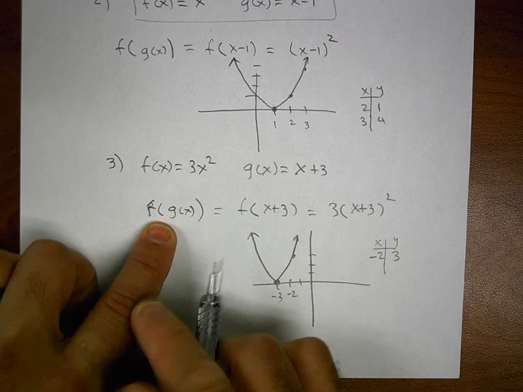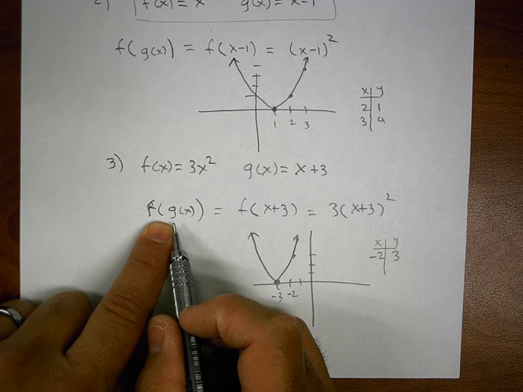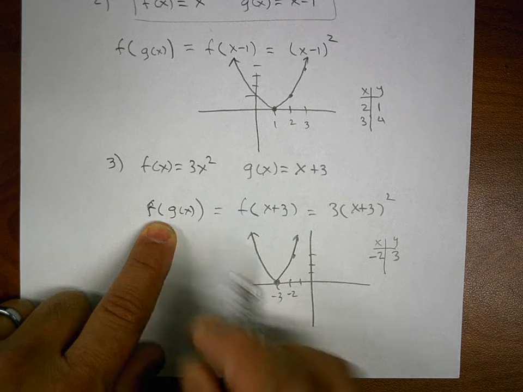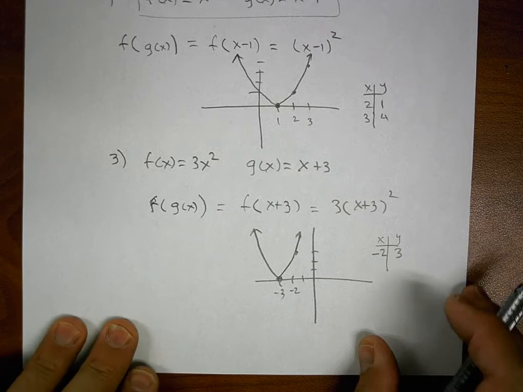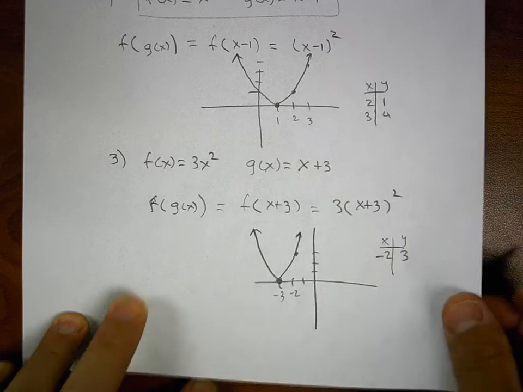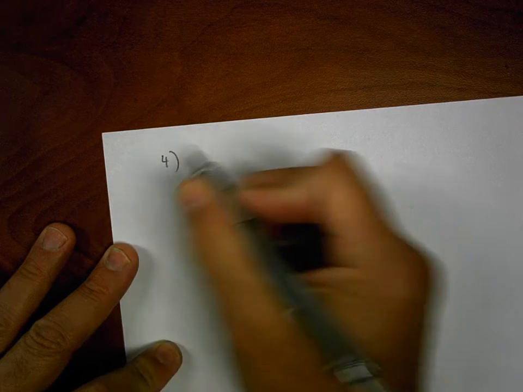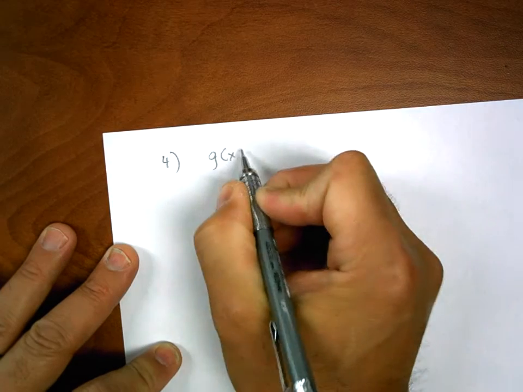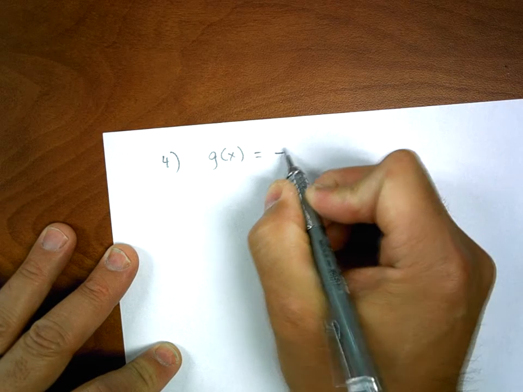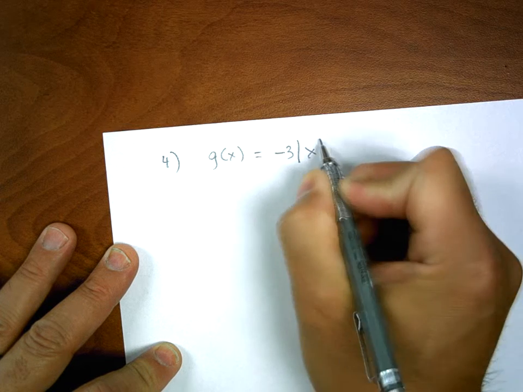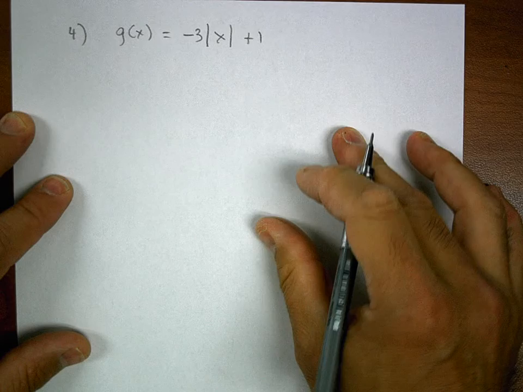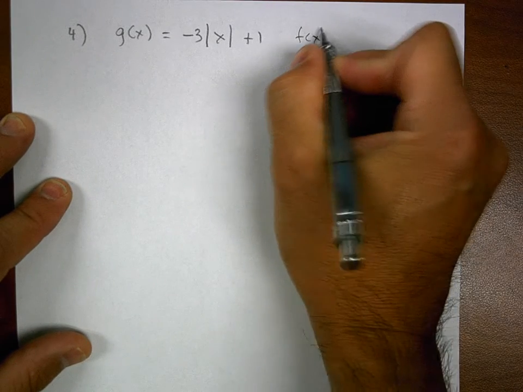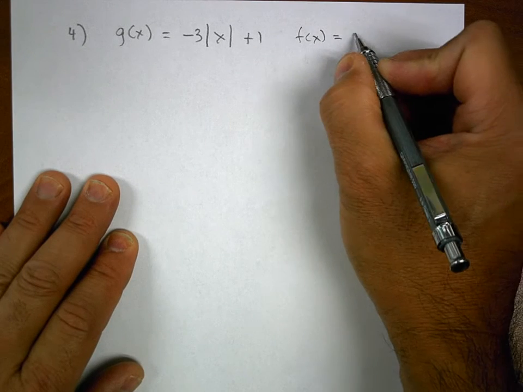Composite function, that made sense? Okay. All right, let me do one with an absolute value here. I'm going to turn this over. Number 4. Let's say g of x equals negative 3 times the absolute value of x plus 1, and f of x equals x minus 2.